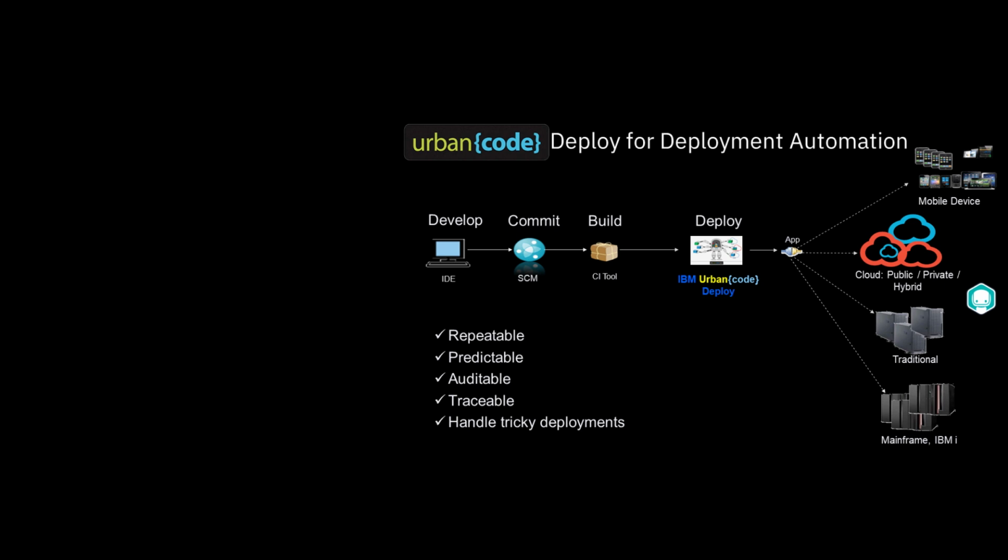UrbanCode Deploy is used by 7 of the 10 top global banks and 9 of the 10 top US banks because it makes the deployment of applications repeatable, predictable, auditable, traceable, and can handle tricky deployments. By tricky deployments, I mean deploying applications to a variety of platforms from Kubernetes to z/OS, blue-green and canary deployments, and also deployments of hybrid applications that combine microservices and traditional components like a database schema.